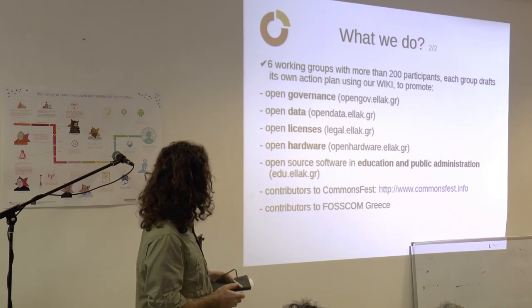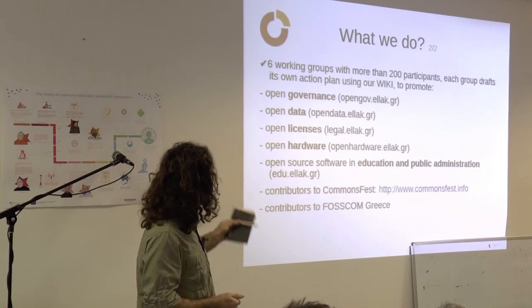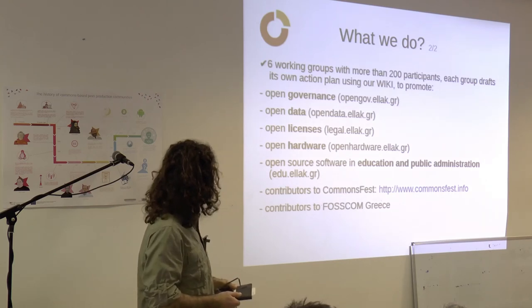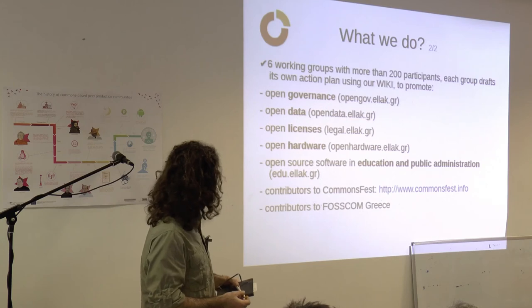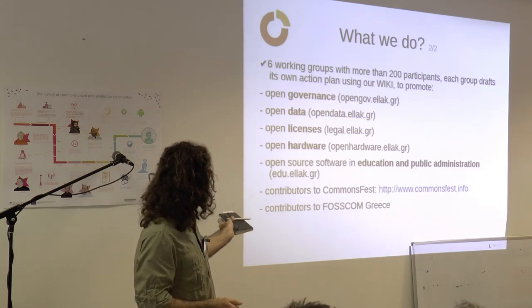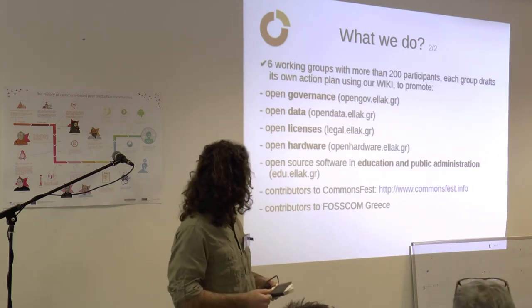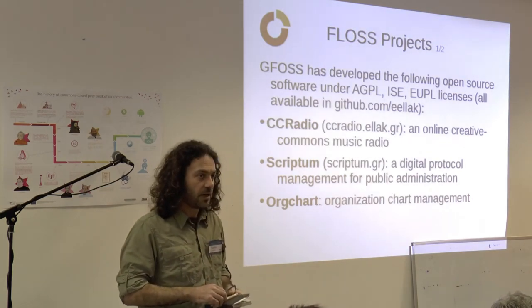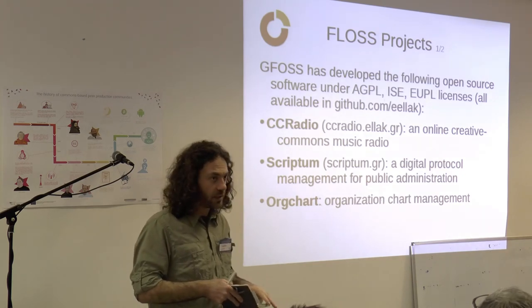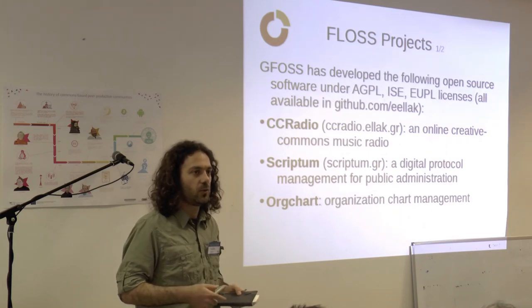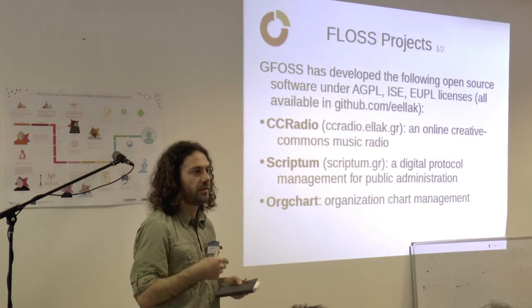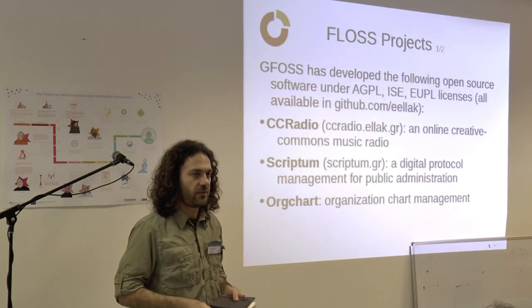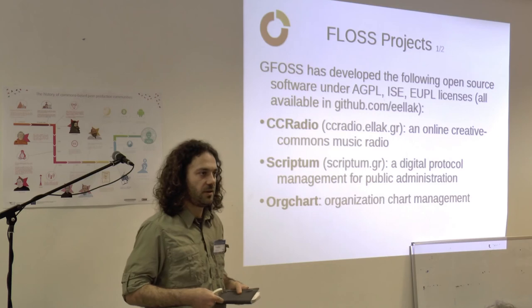We have six working groups with more than 200 participants, and we are working on open governance, open data, open licenses, open hardware, and open source software education and public administration. We're contributors to the Commons Fest and to the FOSSCOM in Greece. Our latest project concerning open hardware is a contest that we have issued about designing open hardware lamp posts that gather data from the city and collect this data on an open platform and provide the data free for everybody to use and build applications for the citizens.